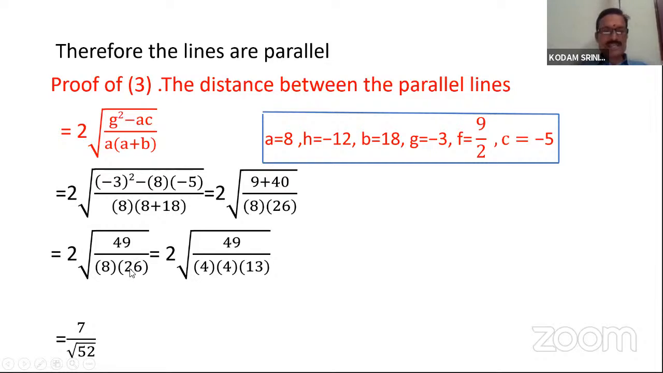That equals 2 into 49 by 4 into 26, which can be written as 13 into 2, that is 8 into 2, that is 16. 16 can be written as 4 into 4 into 13. So by taking that 4 outside, that will be 2. 2 will be cancelled. Here root 49 is 7 and 13 into 4 is 52. We will have 7 by root 52. So that is the distance between those two parallel lines, 7 by root 52 units.